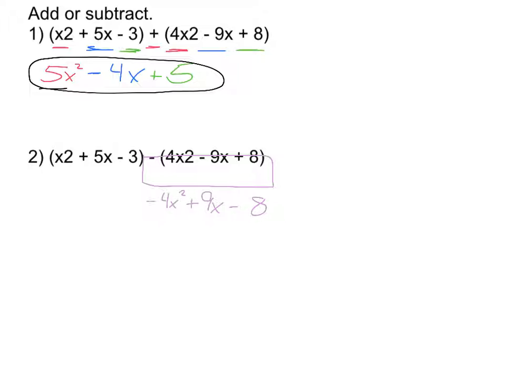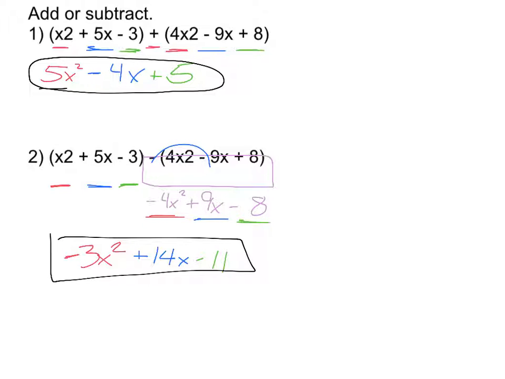So we have x squared now minus 4x squared, so we get negative 3x squared. We have a positive 5x that's being added to 9x now. Two negatives here make it a positive. So 5x plus 9x gives me a positive 14x. And then lastly, a negative 3 minus 8 more gets me negative 11. And again, we're done combining like terms, so this problem is over.